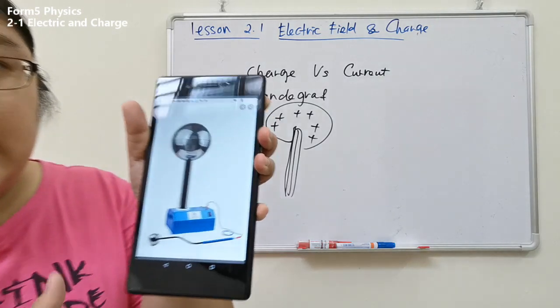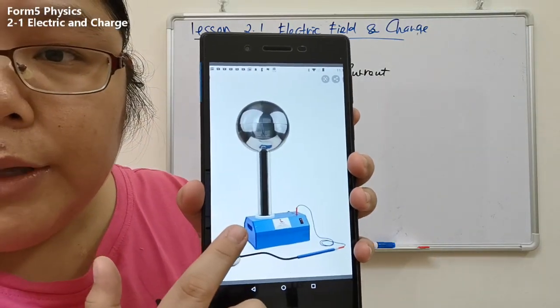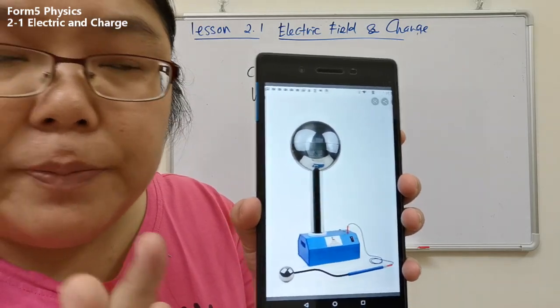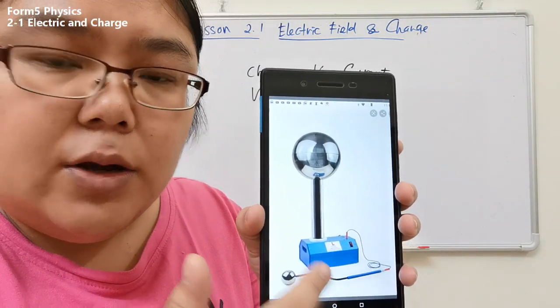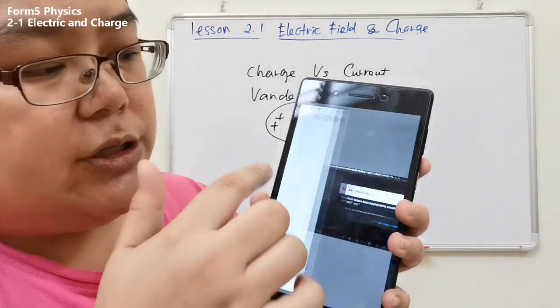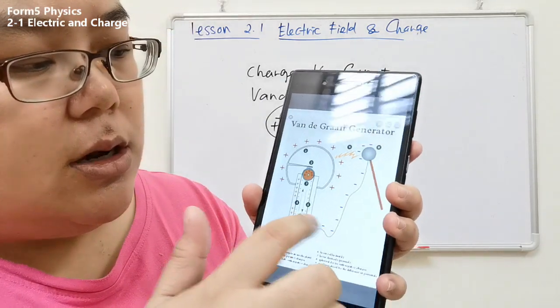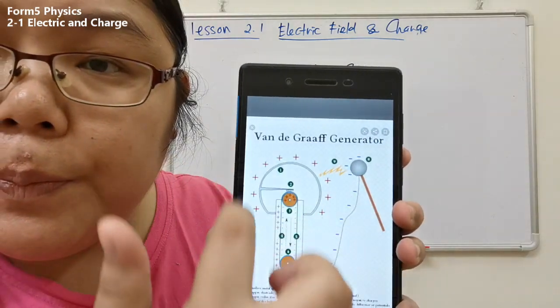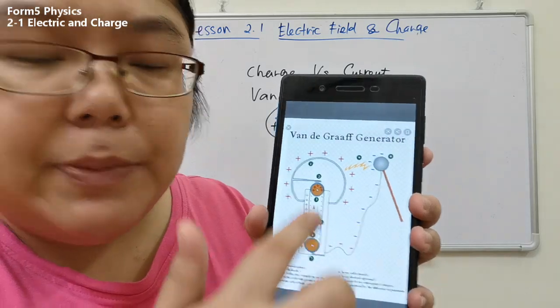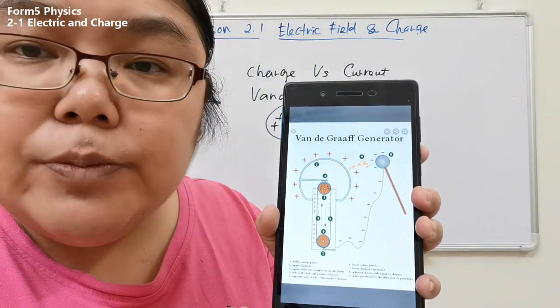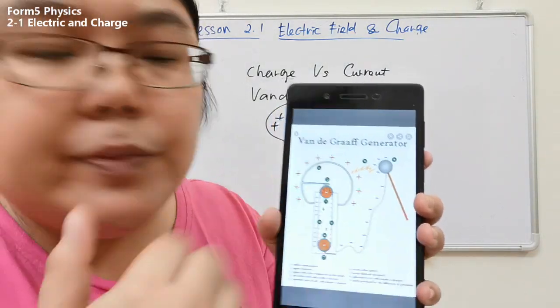This one is an example of the Van de Graaff generator. Remember Mr. Bean, he went and touched one, and after that his hair was all standing up already. This one is a Van de Graaff generator. When you just turn it on, it will generate the positive charge on the top. When it generates positive charge, that means any object with electrons should be attracted.